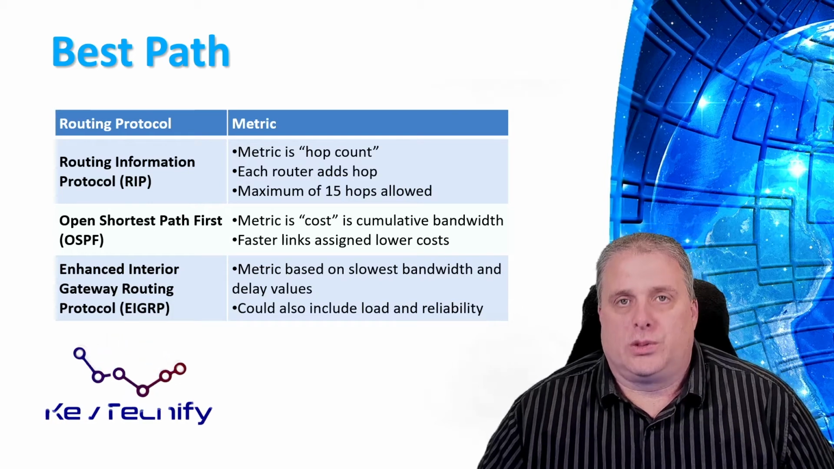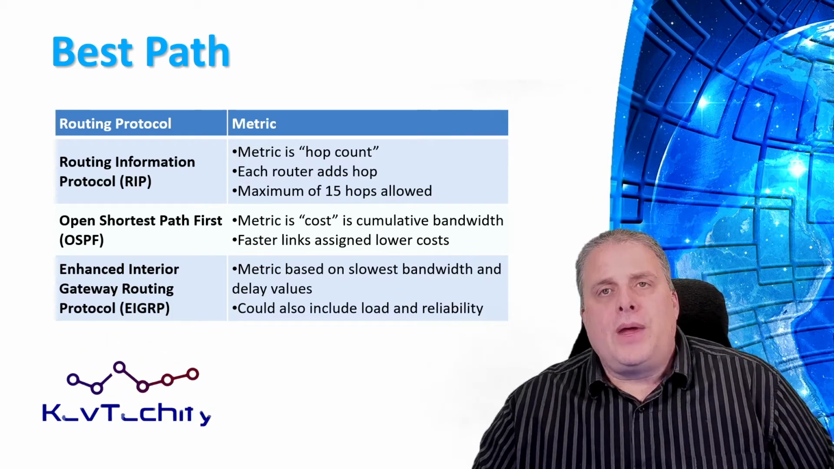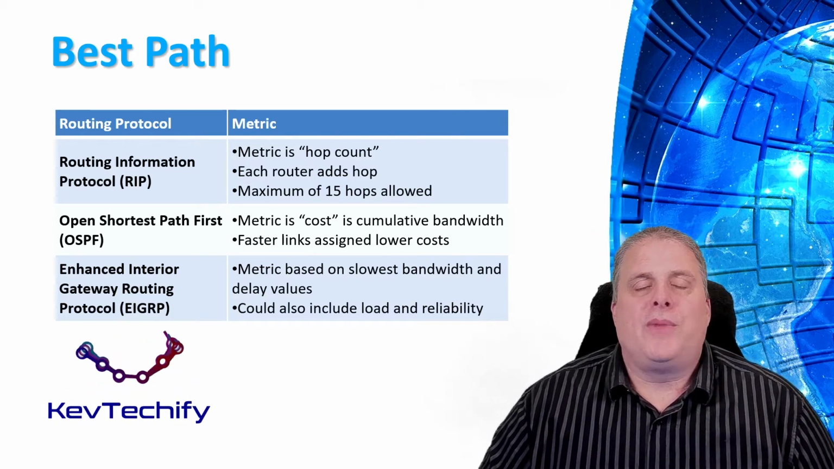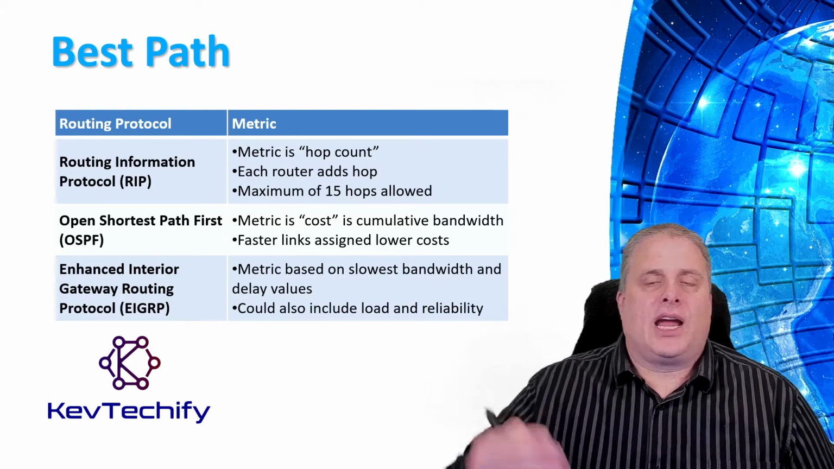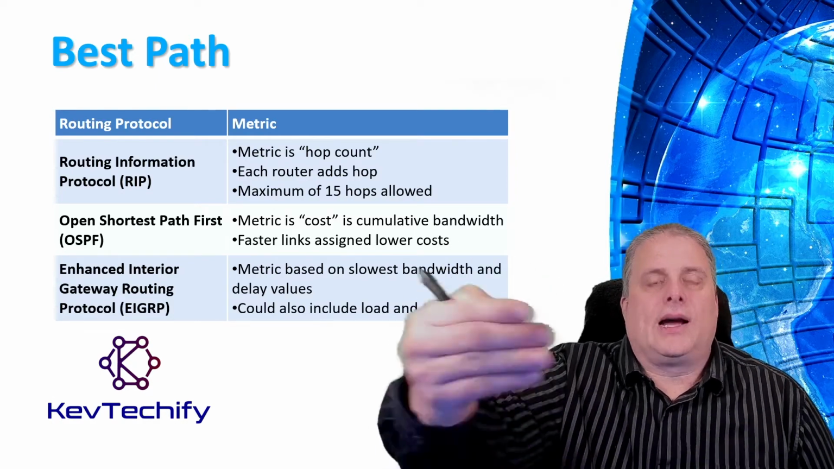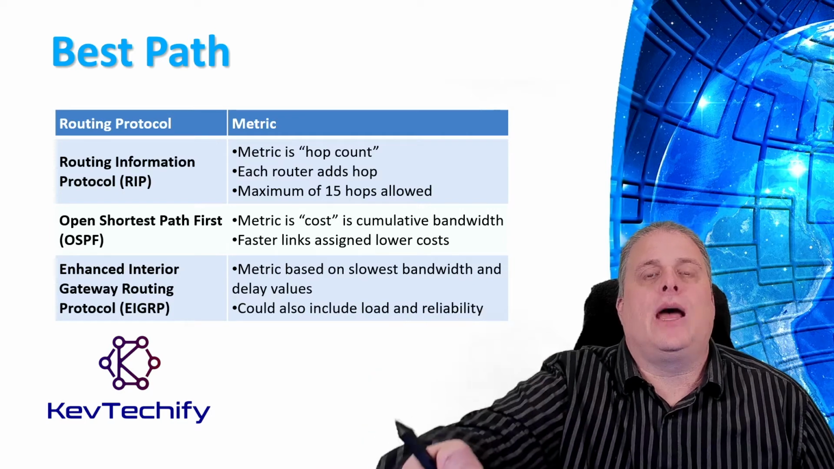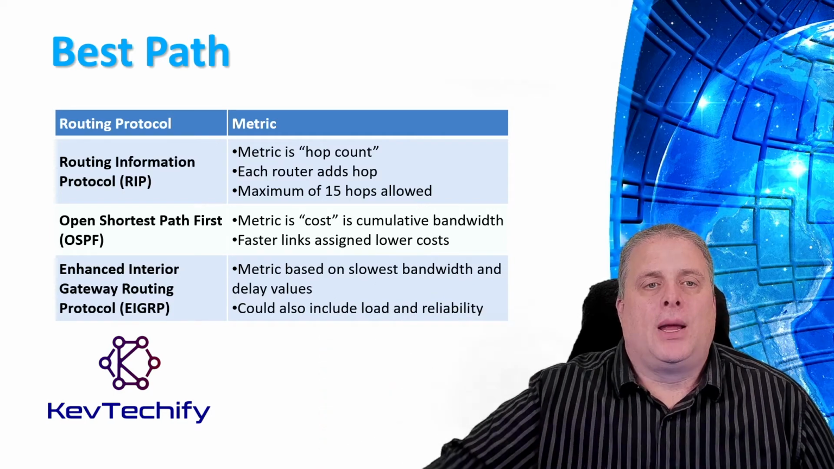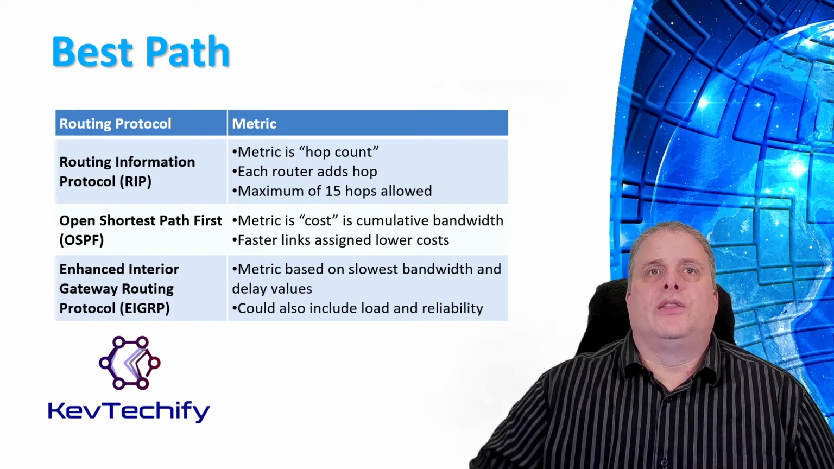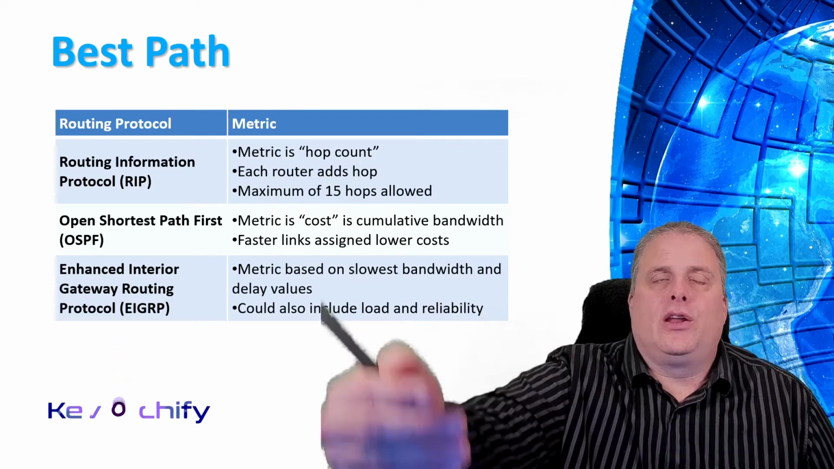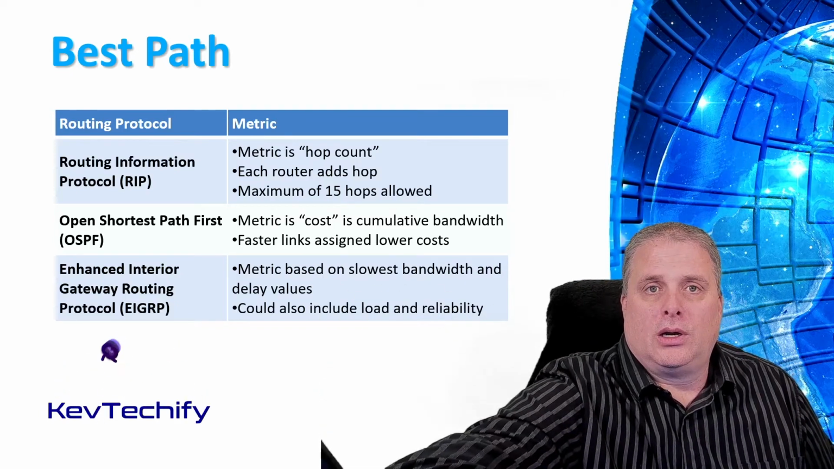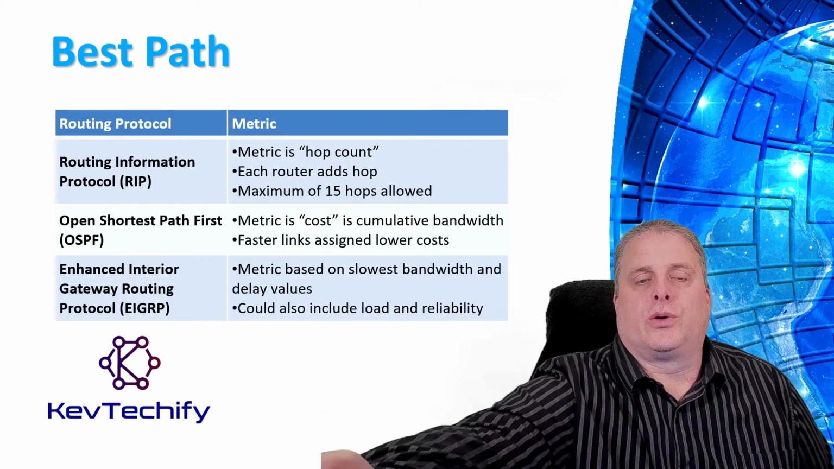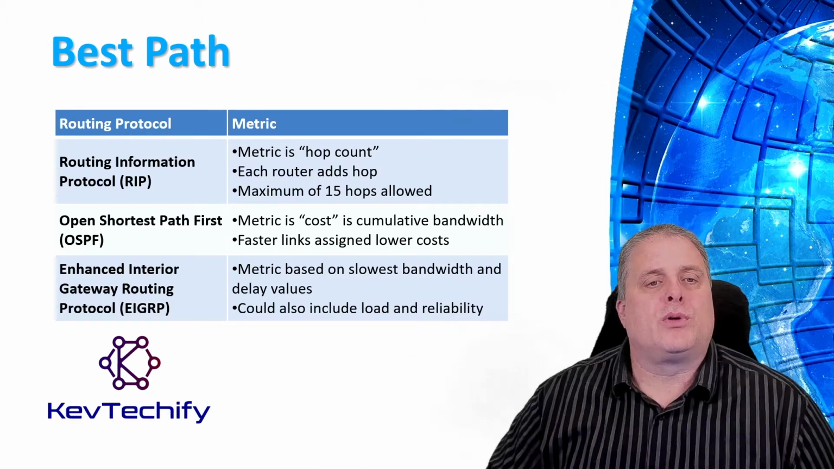RIP is the oldest one out there. Its metric is what we call a hop count. Every time you go through a router, it counts as another hop. Every time you change networks, it counts as another hop. And how this worked was, the further away it was, the more networks you had to go through, the higher the metric was. And so you want the lowest possible metric.